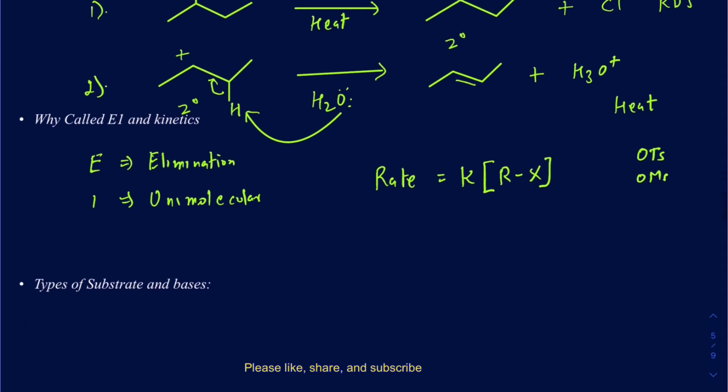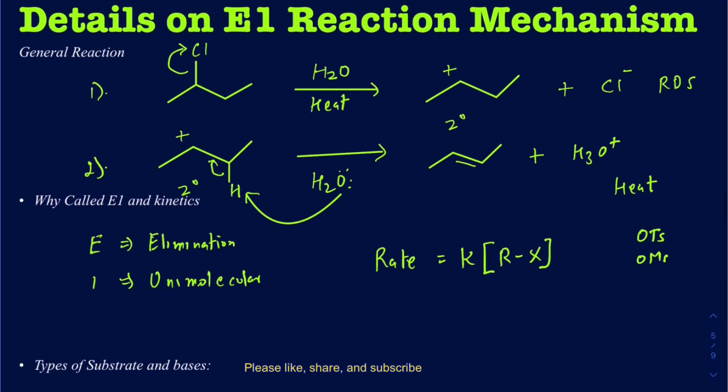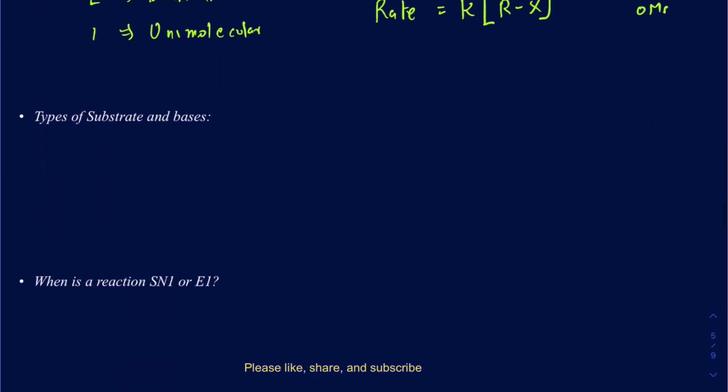Like I said earlier, your SN1 and E1 always tag along with one another, and they're always going to have a competition. If you do this reaction at room temp, your SN1 product is going to be favored, and if you heat this reaction up, then your elimination product is going to be favored. Now, in terms of types of substrate and bases, it's going to be very simple. It's similar to what you have seen in the SN1 mechanism. You're going to have tertiary alkyl halides doing your SN1 and E1, followed by your secondary alkyl halides, and you don't really have your primaries doing your SN1 and E1.